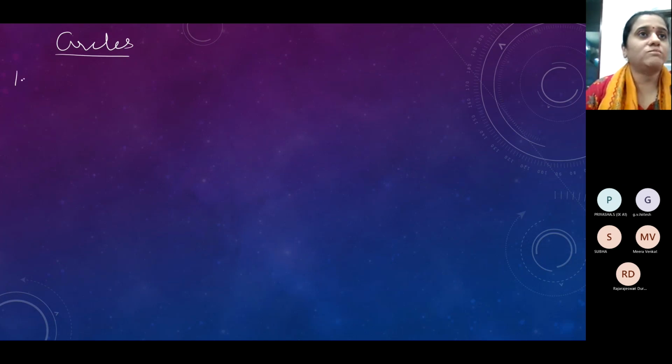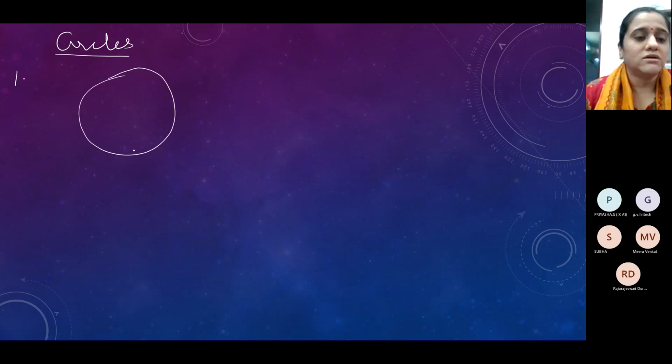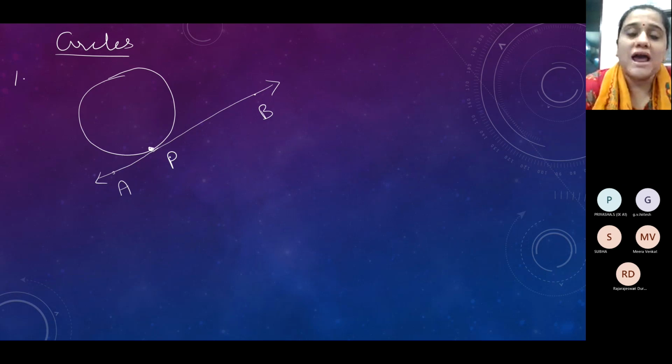Okay, so the first and the most important theorem in this chapter is about the relationship between the tangent and the radius drawn through the point of contact. So circle, tangent. Let's say that AB is a tangent to the circle at P.